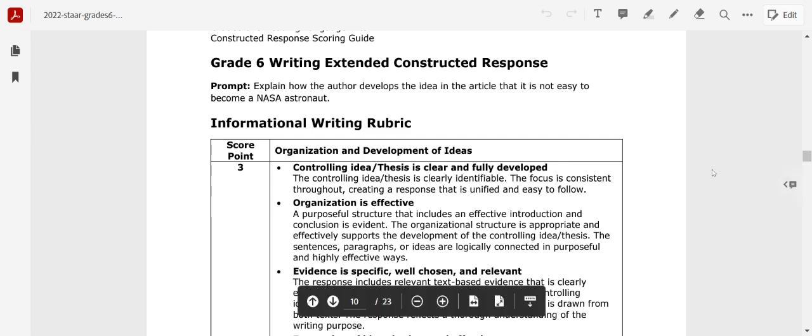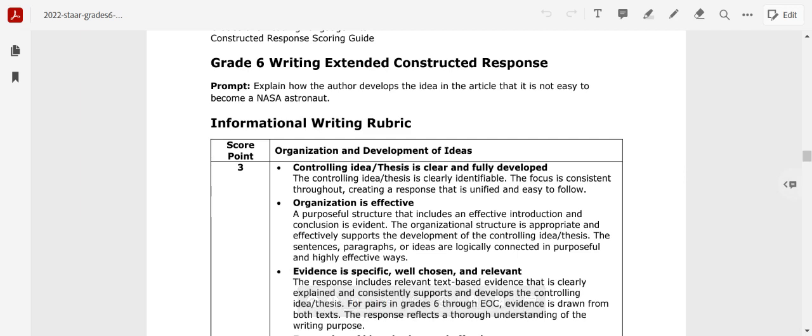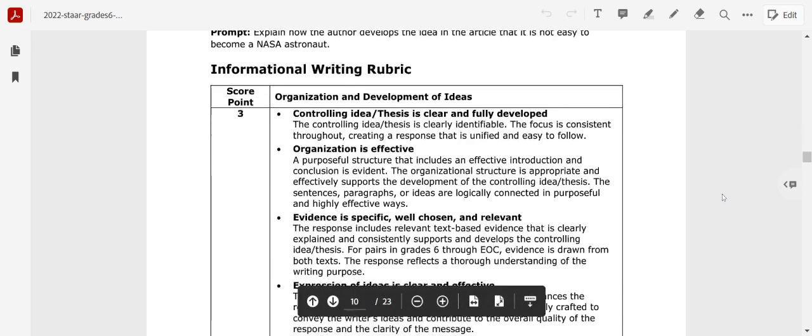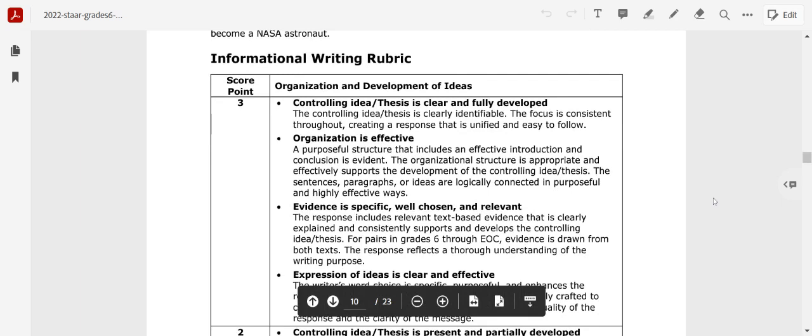Okay, so this one, I wanted to show you, when I'm talking about sixth grade, the scoring guide. This is the constructed response scoring guide that TEA put out. And this one is specifically sixth to eighth grade. And the samples that they chose happen to be sixth grade. So the rubric that you're looking at right now is the sixth grade informational writing rubric.